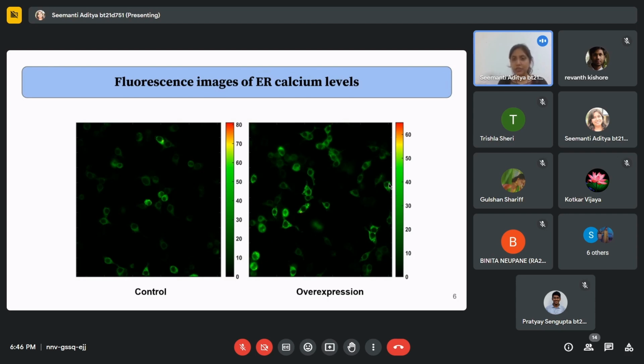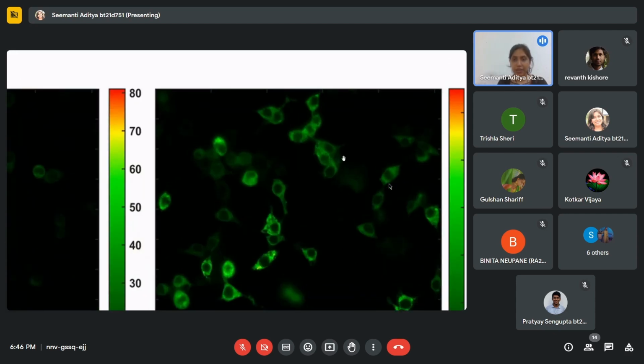But in fluorescence, you will be able to distinguish whether it is in the ER or mitochondria, depending upon what kind of objective you are using. In this fluorescent microscopy image, we can see that the nucleus is not colored, so the nucleus is black, but the surrounding region of the nucleus is in green color. If I zoom the picture, the ER membrane generally forms a mesh-like structure.